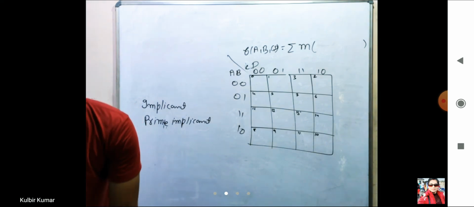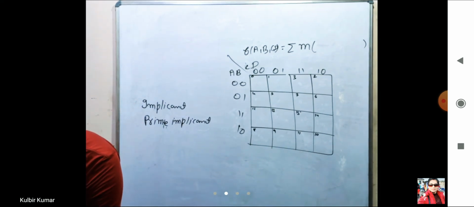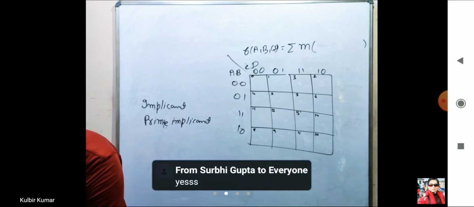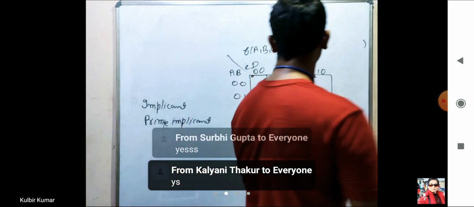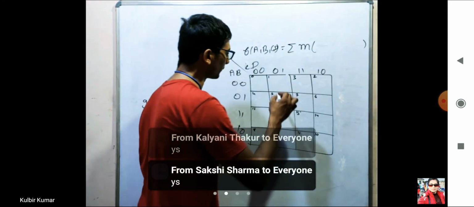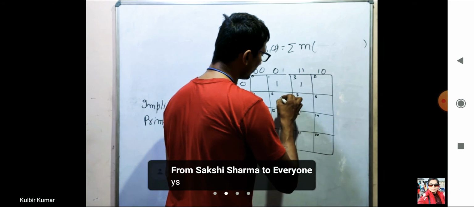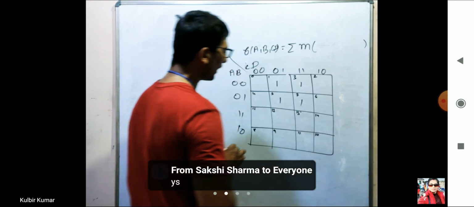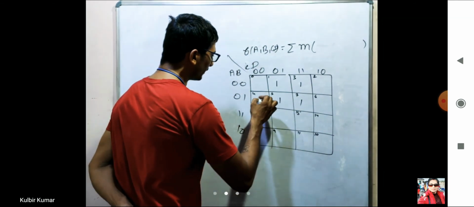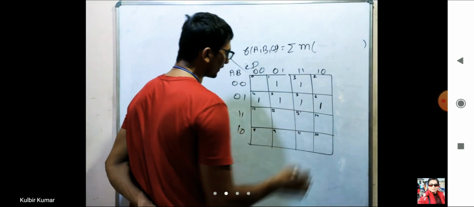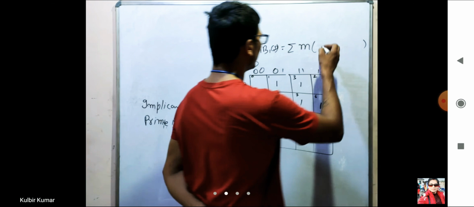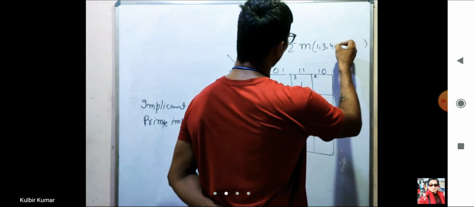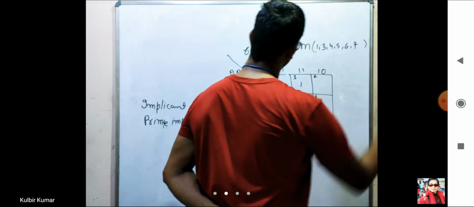So is it clear to everyone? Okay, great. So let us see, I'm just going to take something. I'm going to put one here, one here, one here, one here, and a single one here, and a single one here. So this function can be written as 1, 3, 4, 5, 6, 7. So take it as 1, 3, 4, 5, 6 and 7. It is the function.